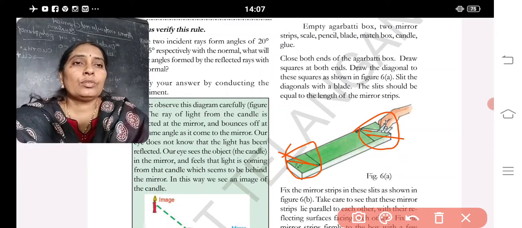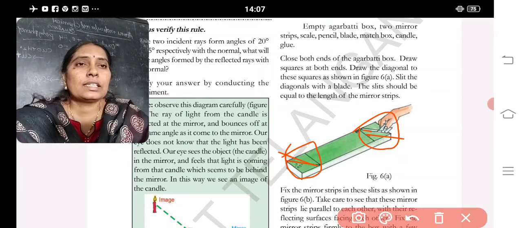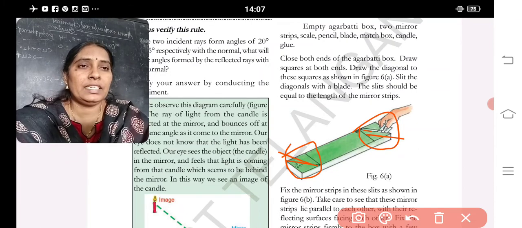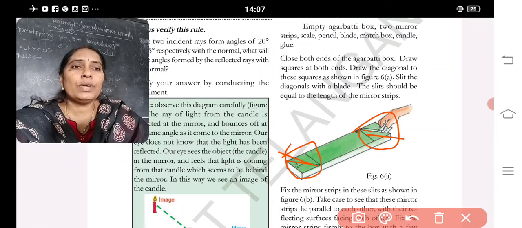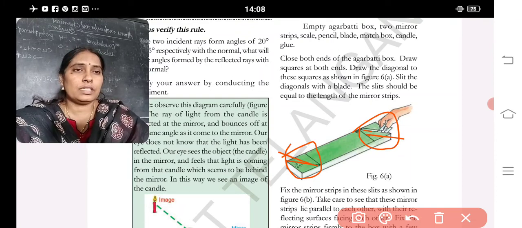Draw the diagonal to the squares as shown in the figure 6a. Slit the diagonals with a blade. The slit should be equal to the length of the mirror strip.